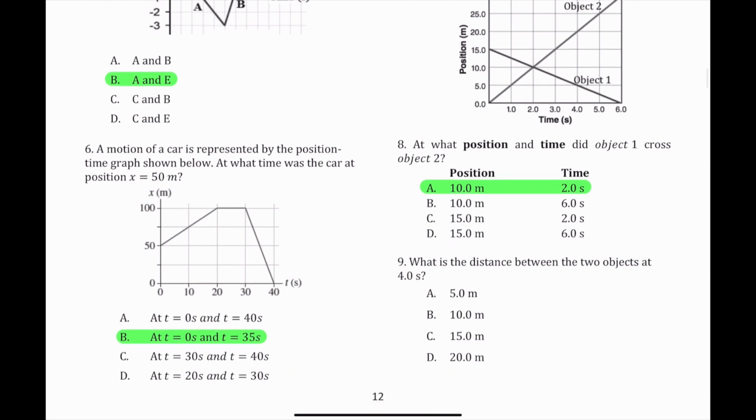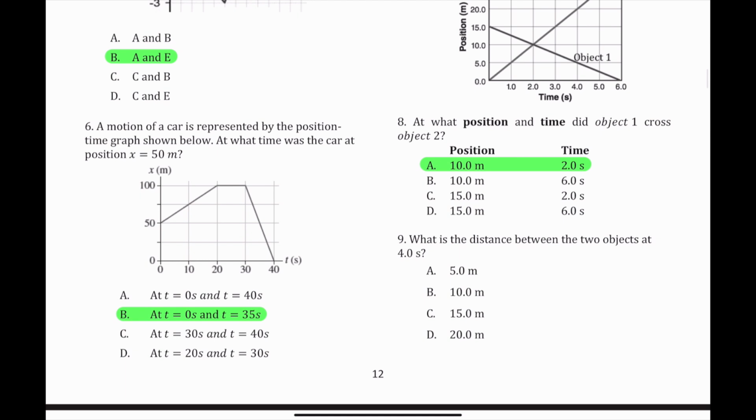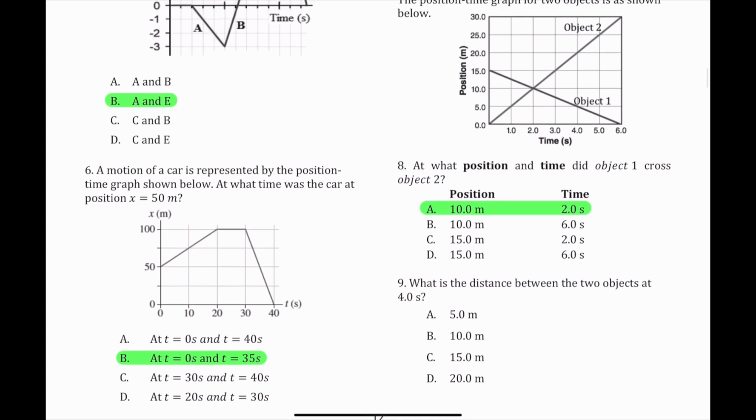9. What is the distance between the two objects at 4 seconds? At 4 seconds, object 1 is at 5 meters and object 2 is at 20 meters. So 20 minus 5 is 15 meters. So the answer is C.